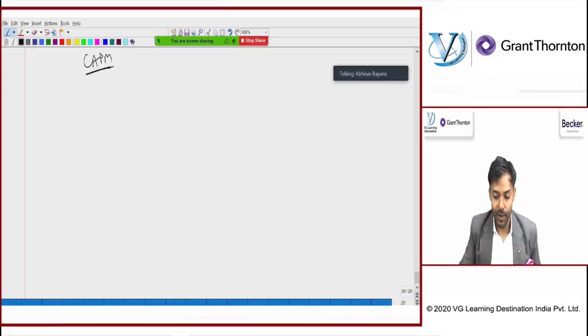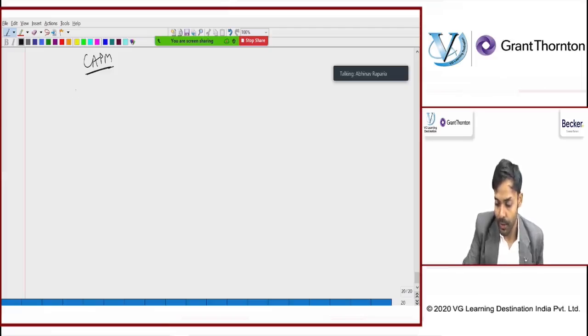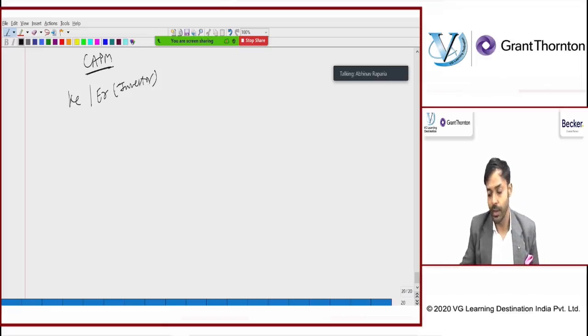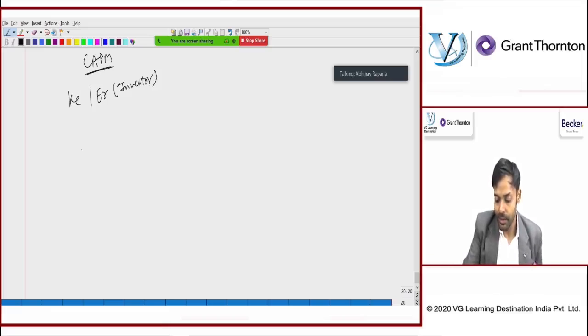What is the capital asset pricing model? We are calculating the cost of equity, or what I can say is the expected return for the investor. We have done that. Whatever is the cost for the company is the return for the investor. We are looking for that same. So, for example, the investor is looking for that.